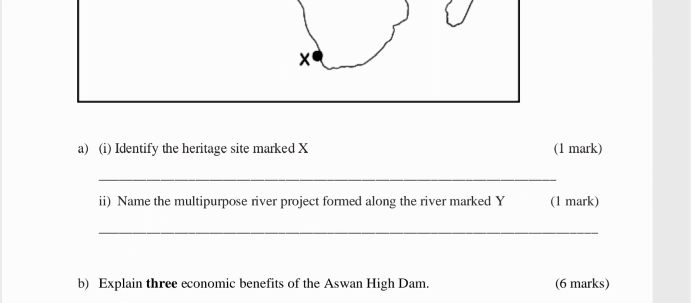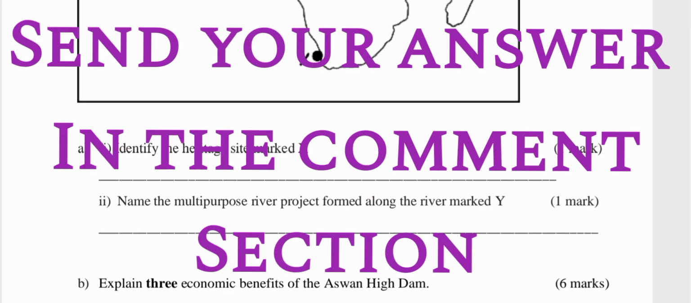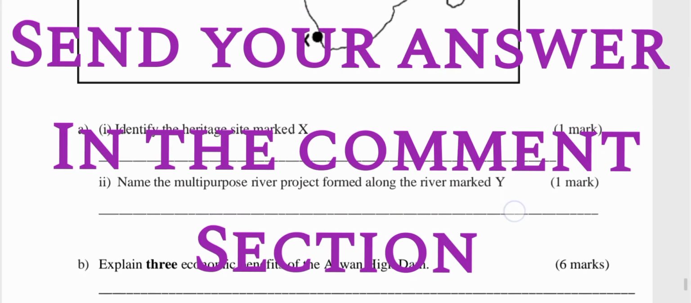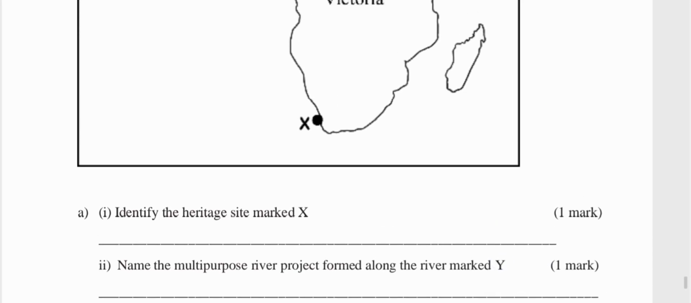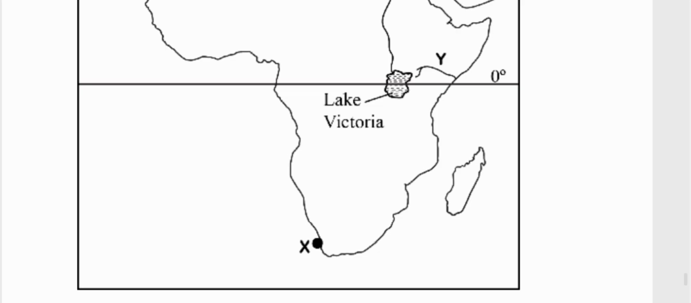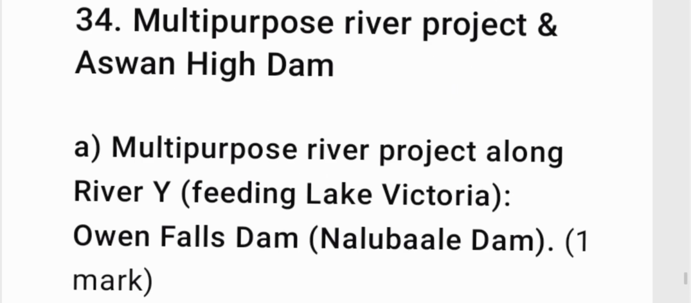Identify the heritage site marked X. Now, this is your question. Drop your answer in the comment section. Name the multipurpose river project formed along the river marked Y. This is the river marked Y.